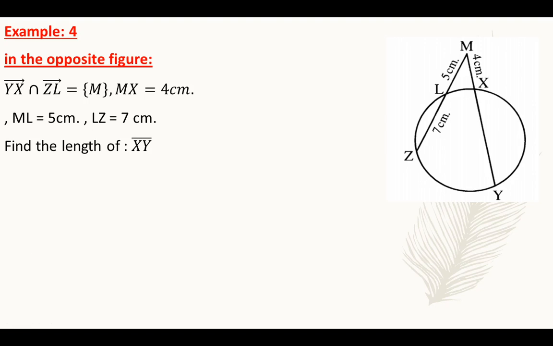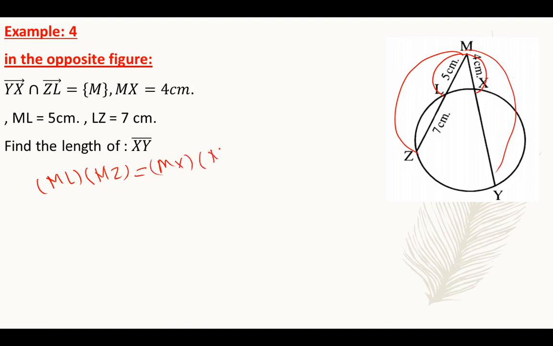Okay, this problem we are going to solve together. The two chords intersect outside the circle, so we will write ML multiplied by MZ equals MX multiplied by MY. ML equals 5 multiplied by MZ. Here MZ equals 5 plus 7, which is equal to 12, and equals MX, 4 centimeters, multiplied by MY. Here we don't know the length of MY, so we will write it as it is, MY.